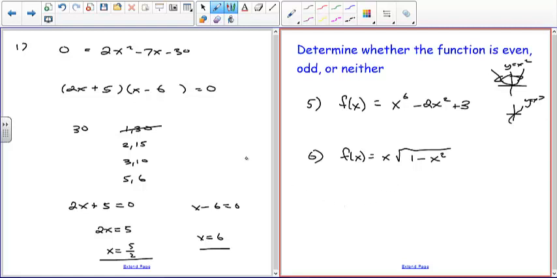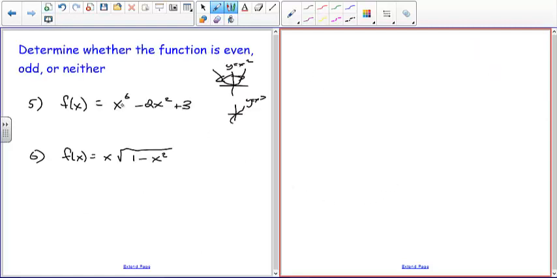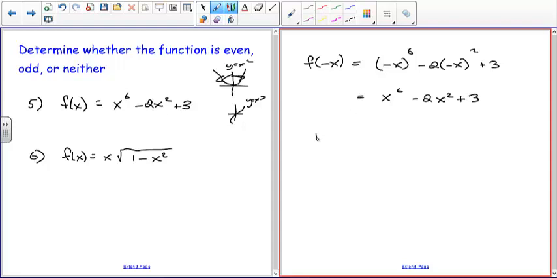So what you do is, we know what f of x is. If you do f of minus x, you're going to get negative x to the 6th minus 2 times negative x squared plus 3. Because these are even powers, when you take an even power of a negative number, it becomes positive. Same over here, the even power becomes positive. And you can see that f of x equals f of negative x. So this is an even function.